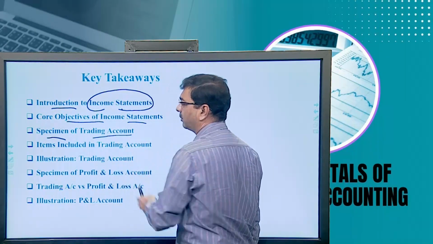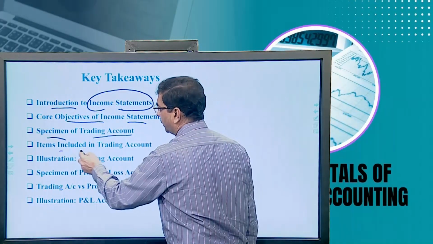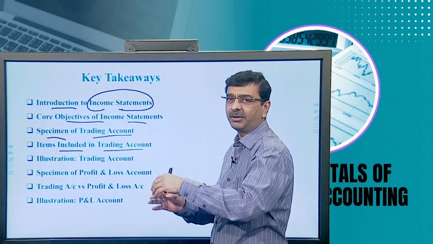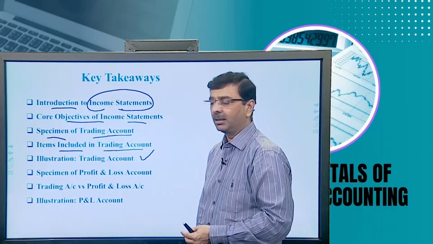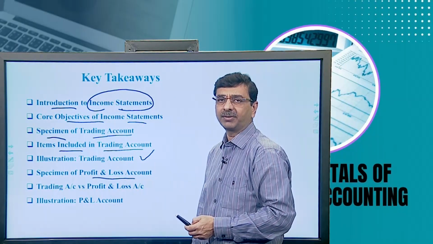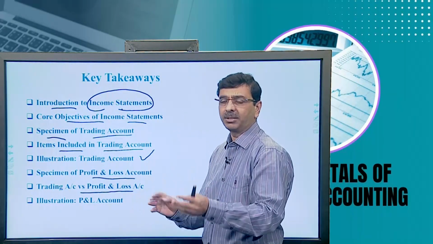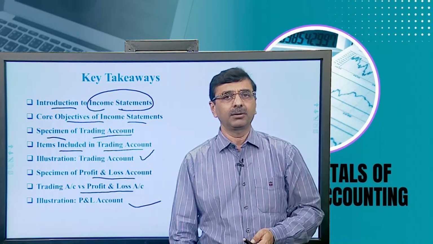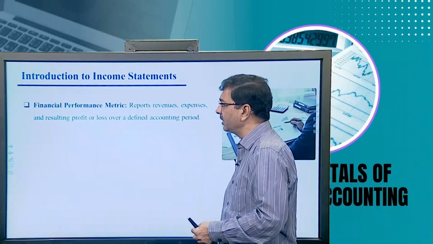Then the specimen of the trading account, which items are to be recorded in the trading account, the items included in the trading account, the information the trading account reflects, and we'll see how it will practically be recorded in the trading account. The same way we will find out the specimen of the profit and loss account along with the specimen items, then the difference between the trading account and profit and loss account, and at last we will explain the profit and loss account with one illustration also. So let's begin with the introduction of the income statements.